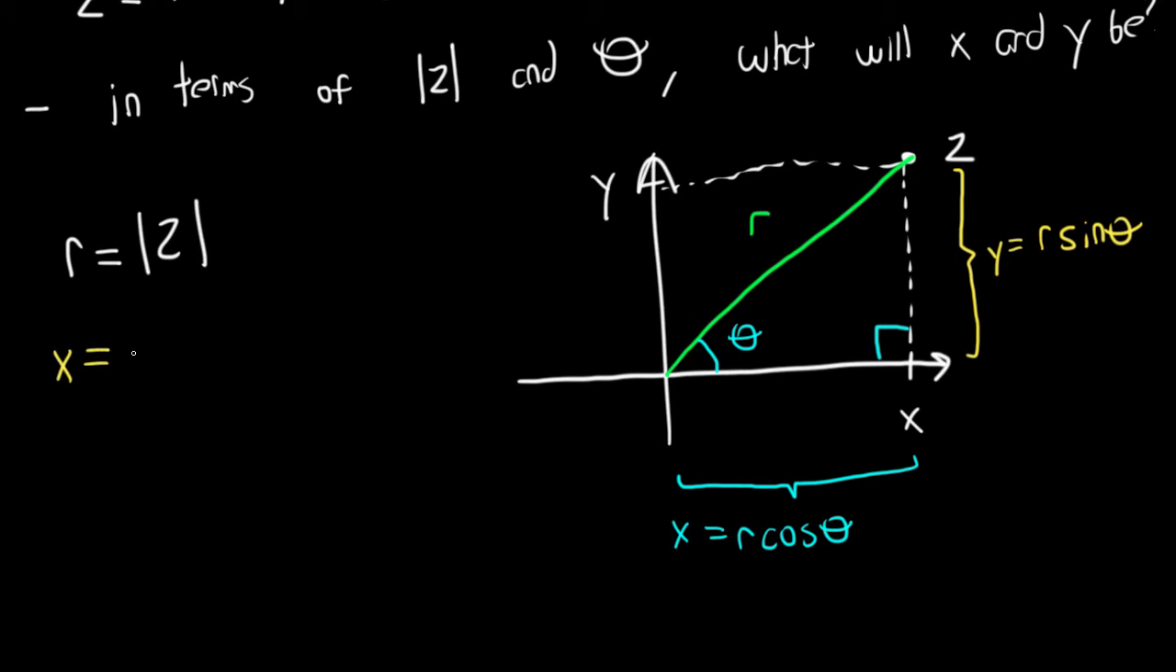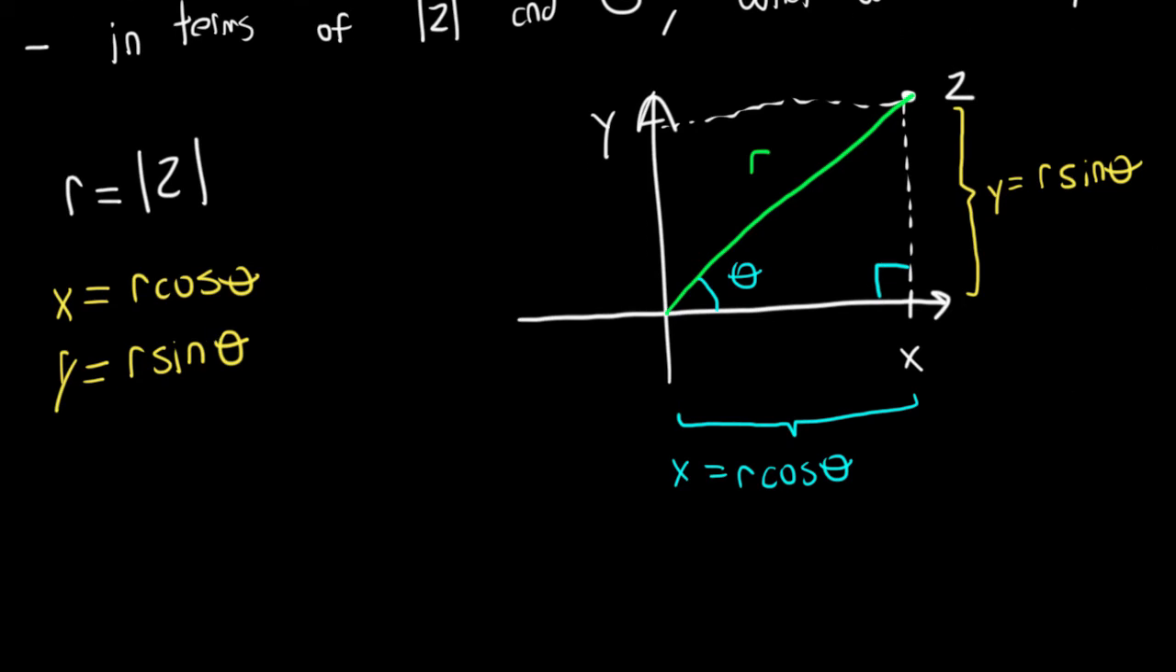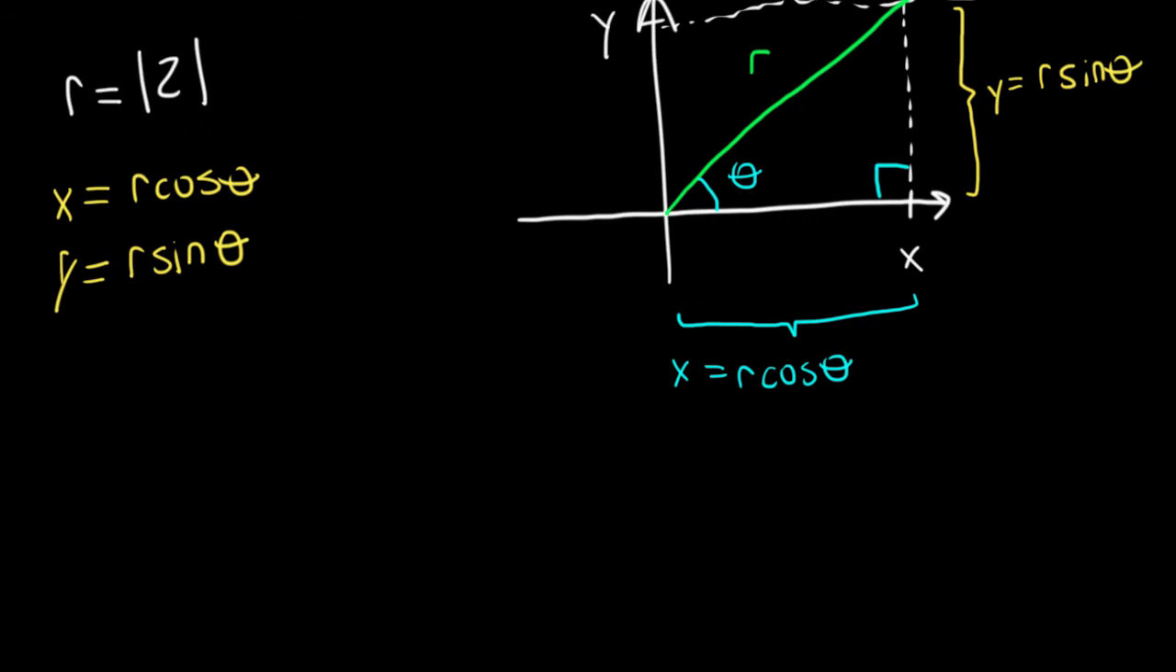So x is equal to r cosine of the angle theta, and y is equal to r sine of the angle theta. Those are going to be the ones that we are going to use. So what do we want to do here? We are going to simply re-enter the formula that we have for complex numbers, and we are going to replace these values, right? Every time we want to figure something out, we just return to the basics.